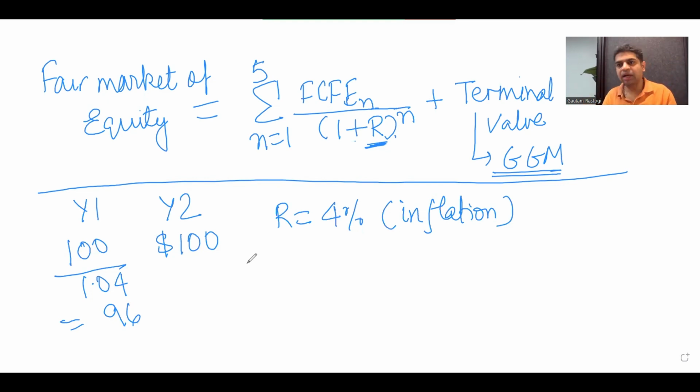In fact, let me take it back. Not only inflation, an investor, along with this inflation, also needs to beat the real GDP growth rate. Let's say the real GDP growth rate is 3%.